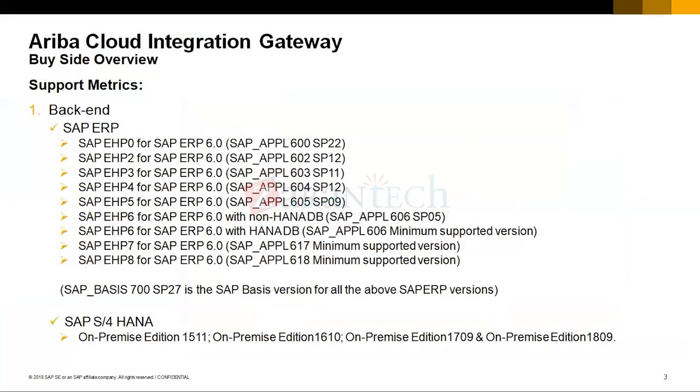So if your customer is not on ERP 6.0 and is on a lesser version, let's say ERP 4.6, in that case they will not be able to use CIG directly. We have to talk to the SAP team and accordingly prepare the roadmap. SAP might suggest that the customer first upgrade their landscape to ECC 6.0 or higher, then we'll implement the CIG.